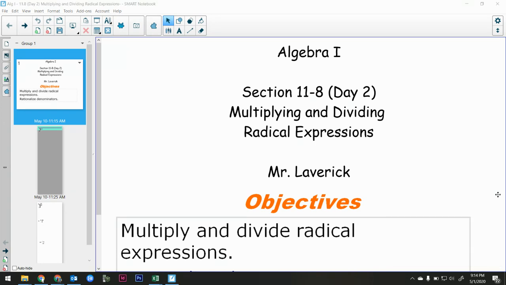So in the lesson we did the other day, which I just recorded like 2 seconds ago, we did Section 11.8 Day 1, which was multiplying. Now Section 11.8 Day 2 is going to be dividing. And it's not really actually dividing. Well, you'll see here in a second.